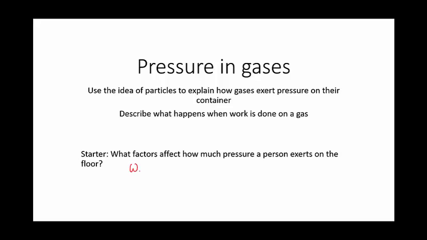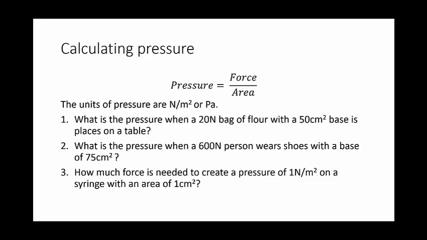Okay, so factors that affect how much pressure a person exerts on the floor. We are interested in the weight of the person, and you should have said the surface area in contact with the floor. Okay, so those are two key factors, because pressure is force divided by area. The units of pressure are either newtons per meter squared or pascals. You can also use newtons per centimetre squared, but that is not equivalent to a pascal. 1 pascal is equal to 1 newton per metre squared.